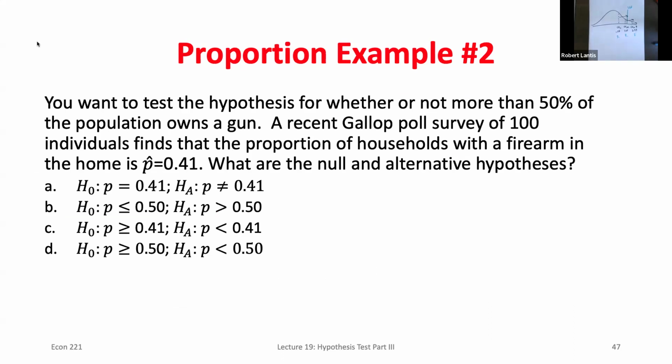But let's say I want to know, does more than 50% of the population own a gun? I find a recent poll of 100 people. Sample proportion is 0.41. So what's my null and alternative? Well, what I'm trying to test for is whether or not more than 50% of people own a gun. So my alternative hypothesis, that's what I'm testing for. So I'm going to assume the opposite is true, which is that it's less than or equal to 50%, or a proportion of 0.5. Now, I found a sample proportion of 0.41.